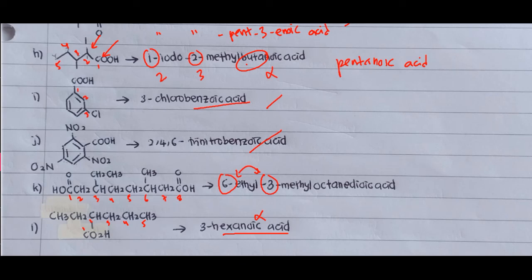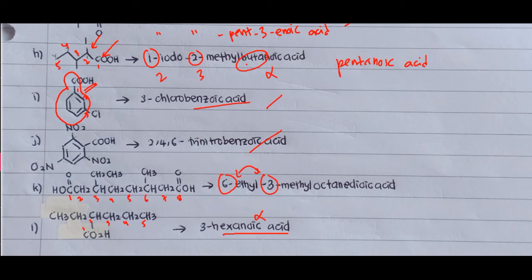Okay, for this one, the first carbon belongs to the carbon of the benzene, which is attached to the carboxyl group. So this is 3-chlorobenzoic acid. Whenever we have a benzene attached to a carboxyl carbon, make sure it is referring to the name of the benzyl, and we have the carboxyl group. That's why it becomes benzoic acid.